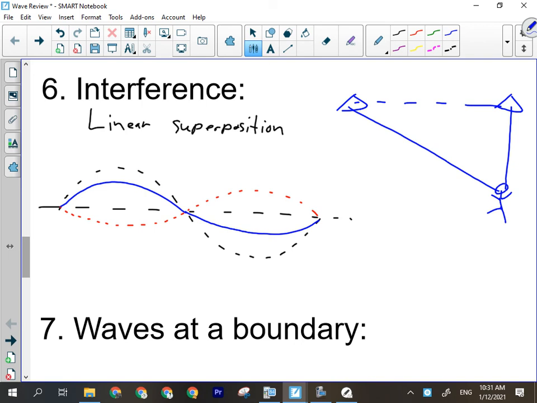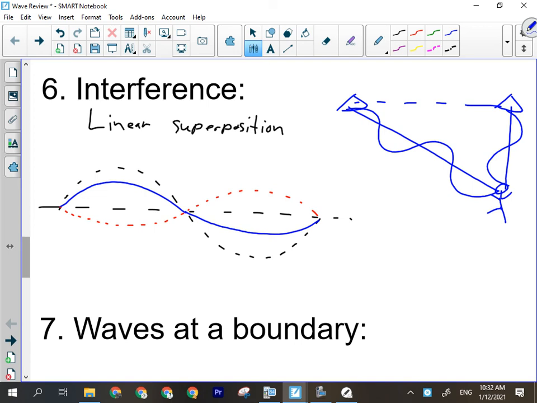So if on this side there's 2 wavelengths going to that person, and on this side there's only 1, do they hear a loud sound or a quiet sound? Just look at those waves. I drew them in the right way. Are they in phase? This one's down, this one's down. They're arriving trough to trough. This person's going to hear a loud sound. And I don't have to draw it to know that.